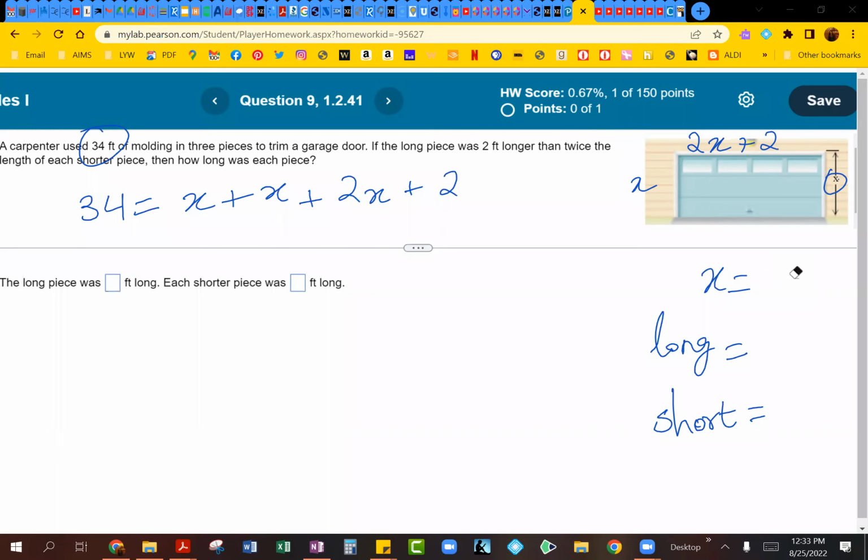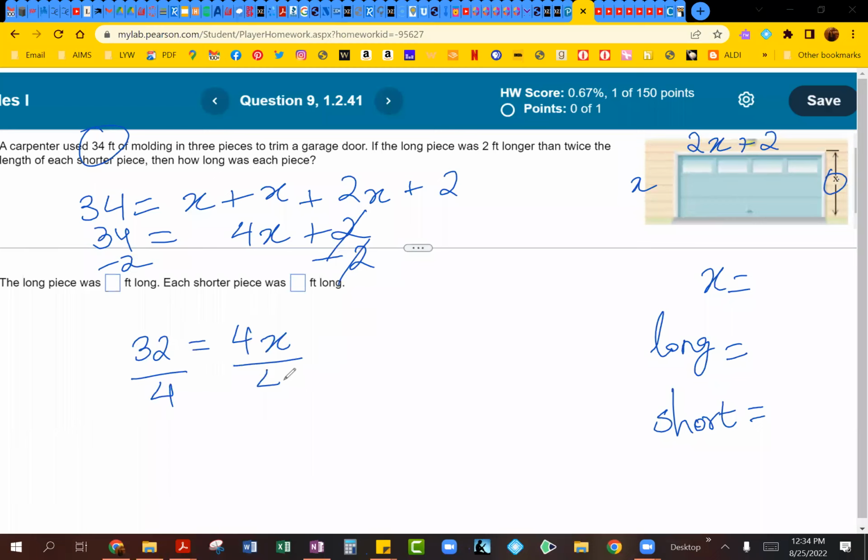So yeah, you can see we have 1x plus 1x plus 2x, right? So 1 plus 1 plus 2 will add up to 4x. So this guy will come out to be 4x plus 2. And then of course 34 on the other side. So we will start by subtracting the 2, which will then end up giving us 32 equals 4x. Divide both sides by 4.